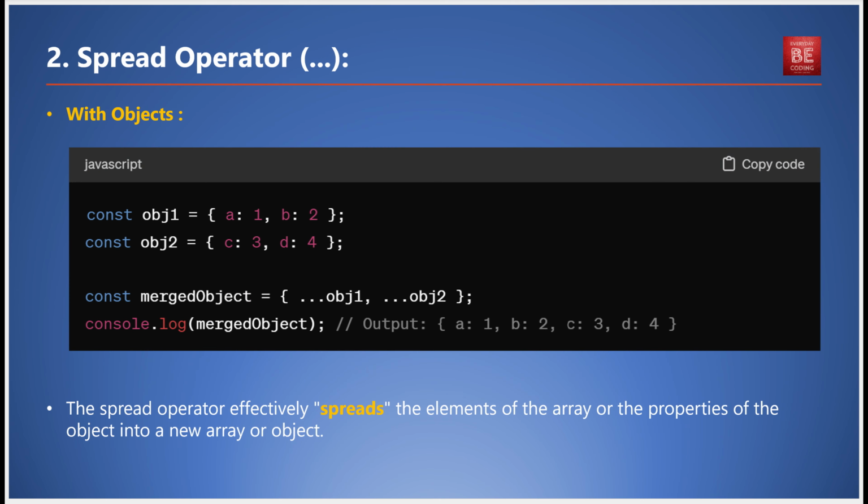The same principle applies to objects. For example, const obj1 equals {a: 1, b: 2}, const obj2 equals {c: 3, d: 4}. Const mergedObject equals the spread of obj1 and obj2, console.log(mergedObject). This will output {a: 1, b: 2, c: 3, d: 4}. The spread operator spreads the properties of obj1 and obj2 into a new object.